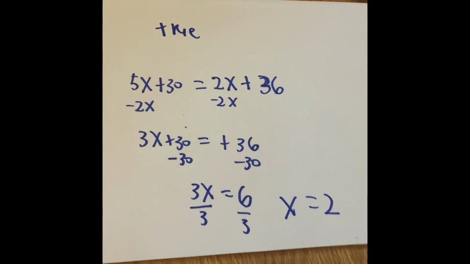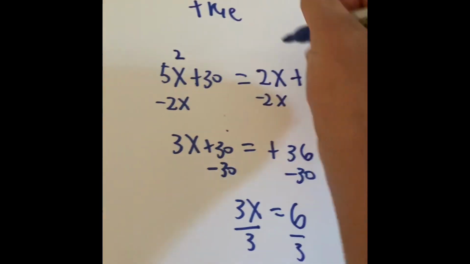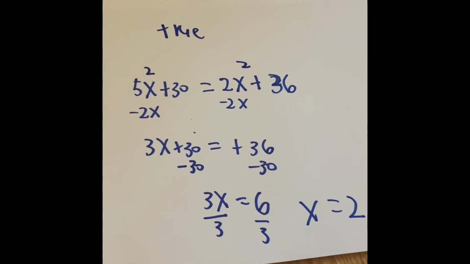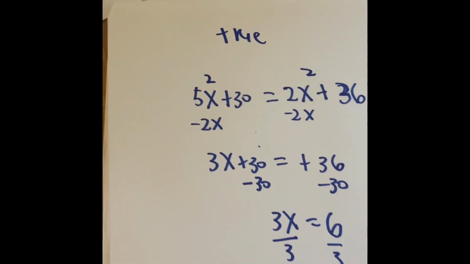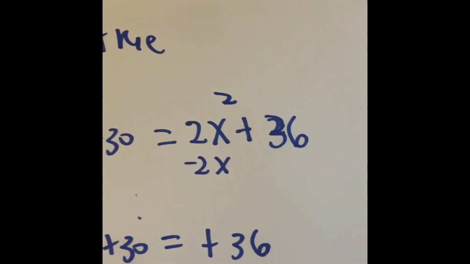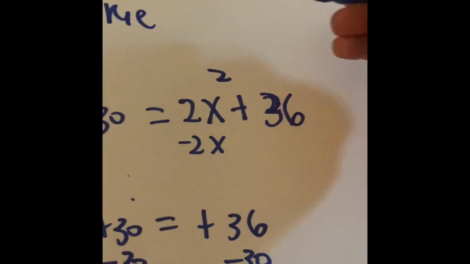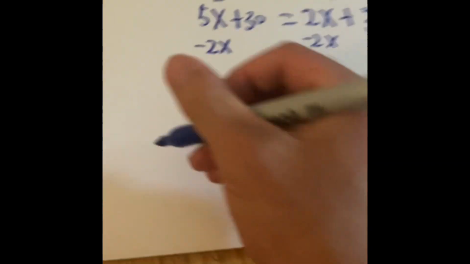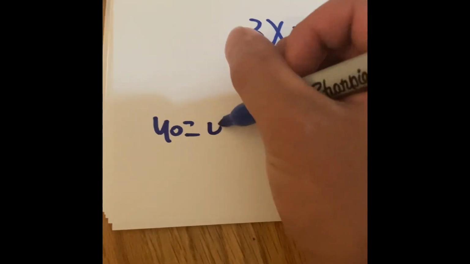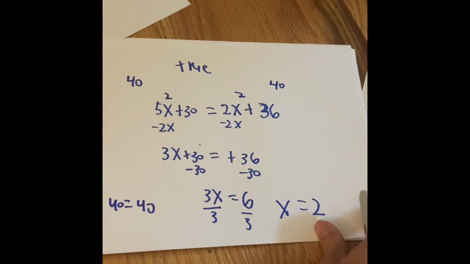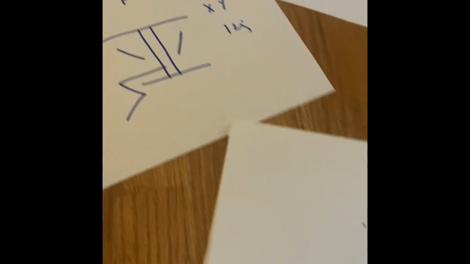If you want to check your work, put 2 into the equation and see if you got that correct. 5 times 2 is 10, plus 30 is going to be 40. 2 times 2 plus 36 is going to be 40. We've got this problem correct because 40 equals 40. So these are the fundamentals of algebra, trying to solve for x in an equation.